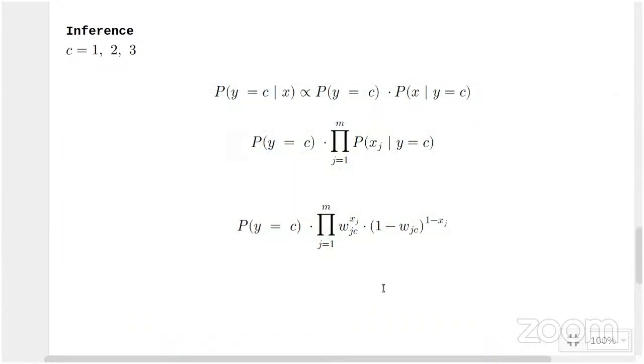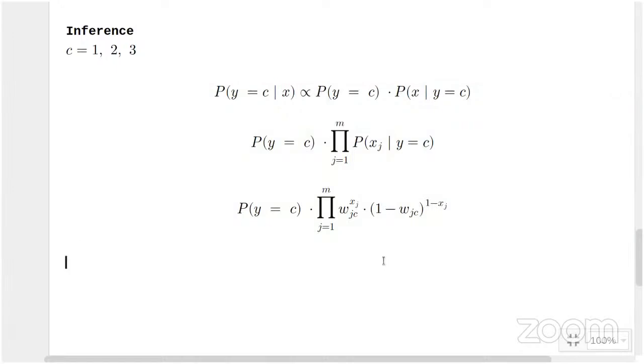Okay, so is everyone okay with this? So if xj is 1, this is WJC, the probability of seeing 1. If it is 0, then it's 1 minus WJC. Okay, right? That is how we do inference in Naive Bayes.